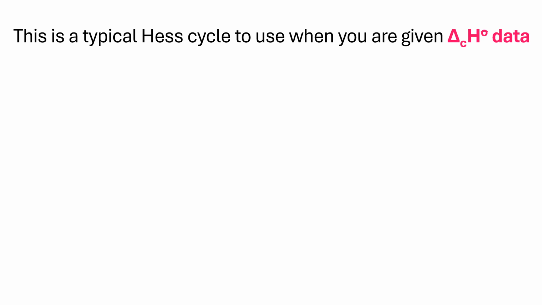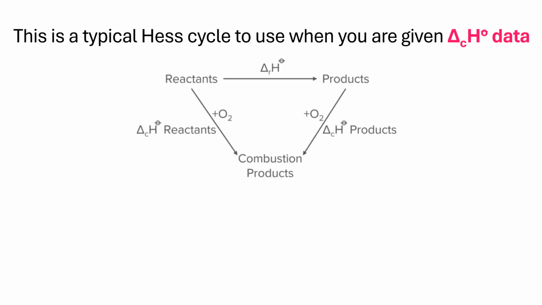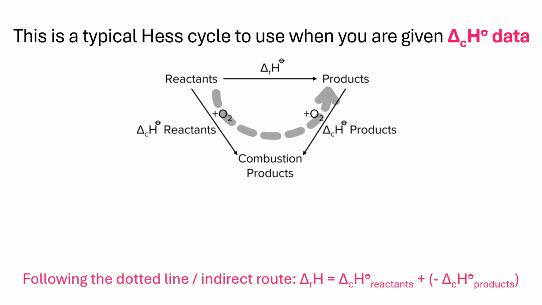Let's look at what you do if you're given delta CH data. This time around it's arranged in a slightly different way. So following the dotted line this time round, it's delta CH of the reactants going in this direction, plus minus delta CH of the products going in this direction, because the arrow pointing downwards this time is in the opposite direction to the way you're travelling in that indirect route.